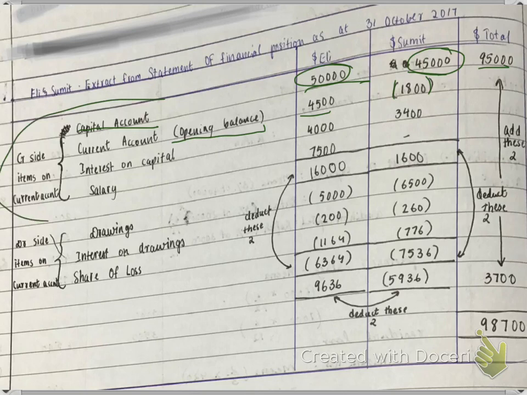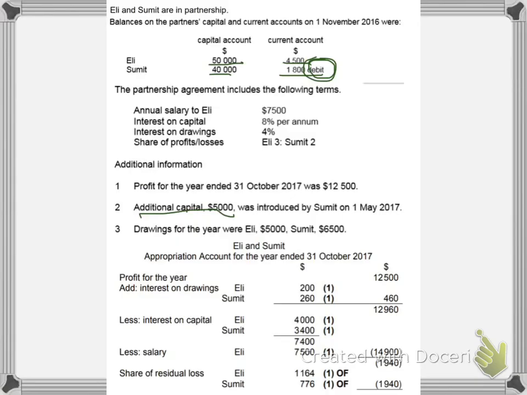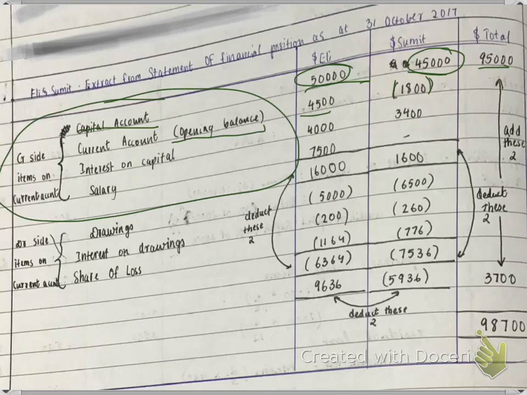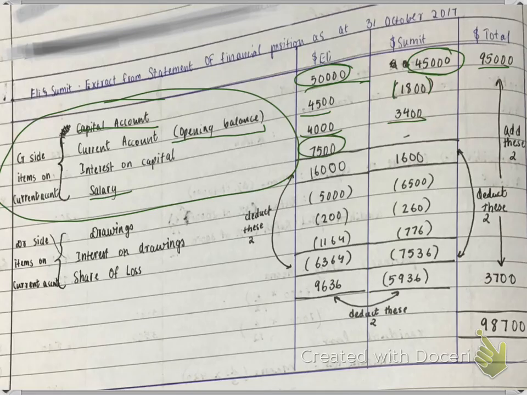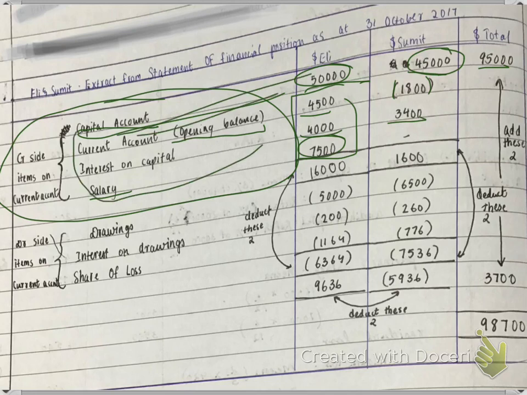Then over here in this section, we record the credit side items of a current account, which are interest on capital, salary, and profits. We record the interest on capital first, and the interest on capital is 4,000 for Eli and 3,400 for Sumit. So that's recorded. Then the salary, and salary is also there. Eli is 7,500, so we record that part also. Then we add the current account values. We will not add the capital account, we'll just add these three values, and the same thing over here. And then we get 16,000 and 1,600.